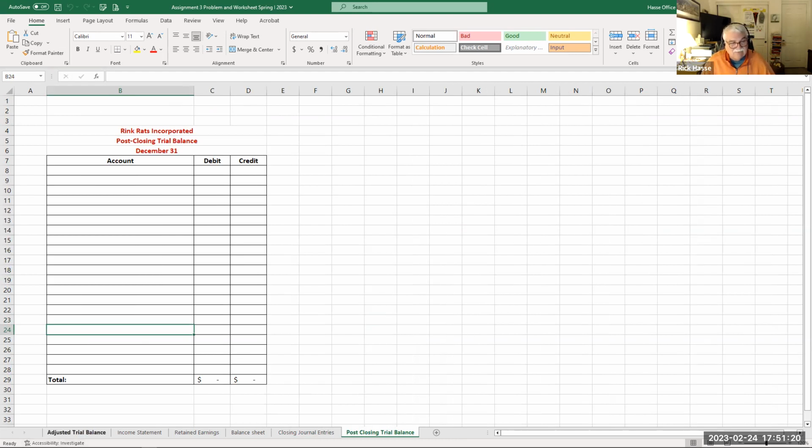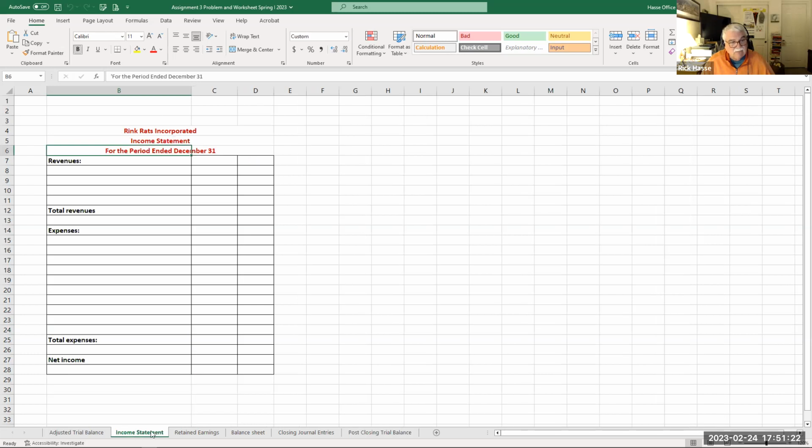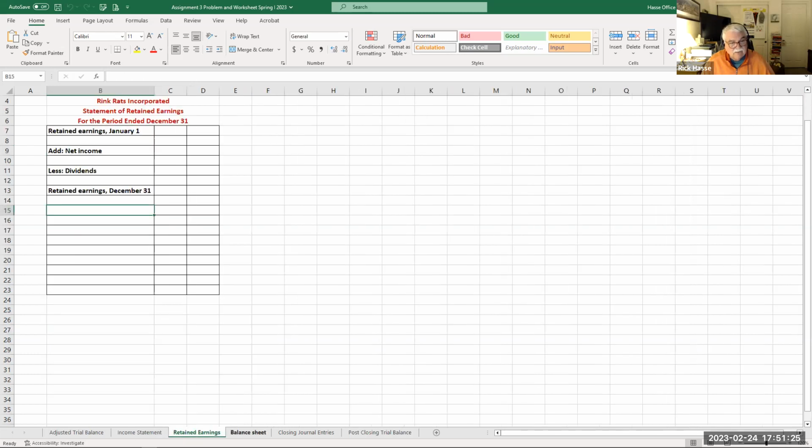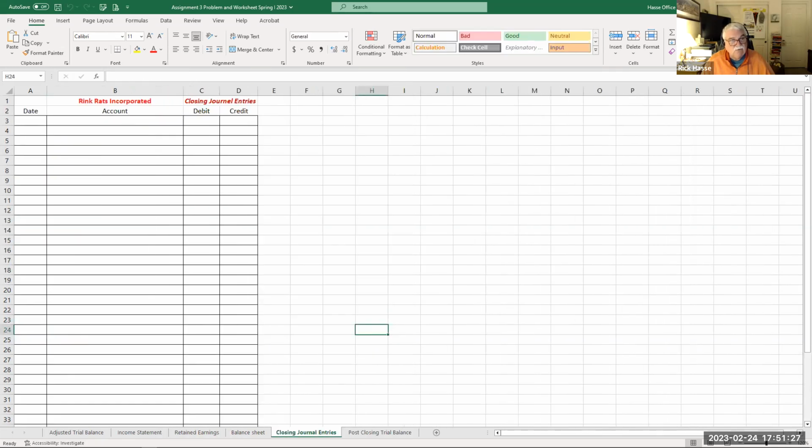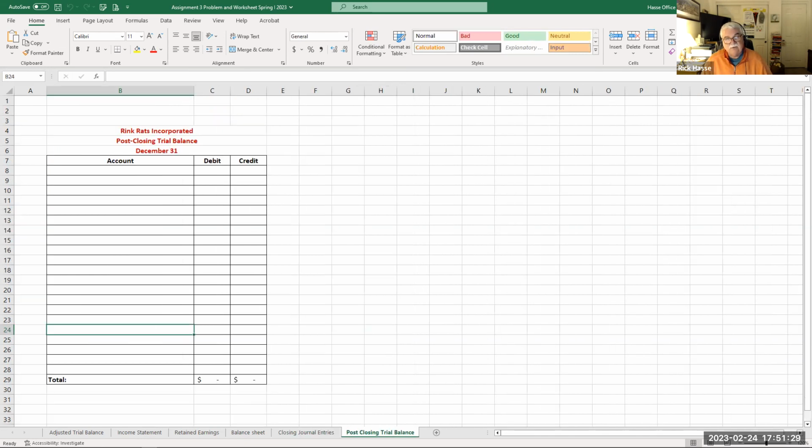So the tabs you have to complete are the income statement, the retained earnings statement, the balance sheet, the closing journal entries, and the post-closing trial balance. Complete all those, save them, and post them to Blackboard. You have till Sunday, March 5th to do that. All right? You've got plenty of time to review this process and complete it.